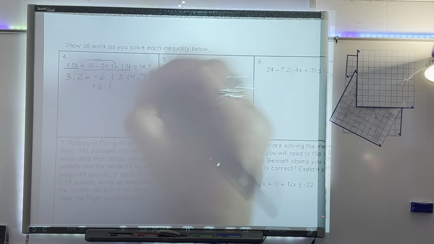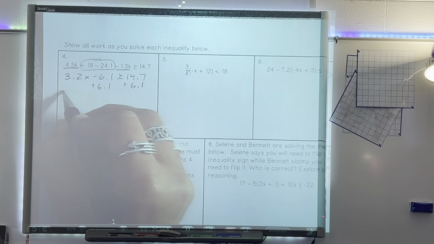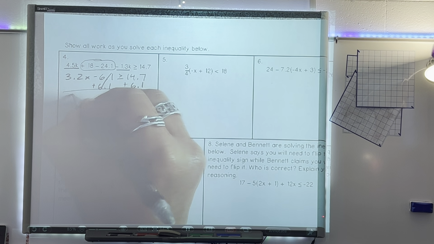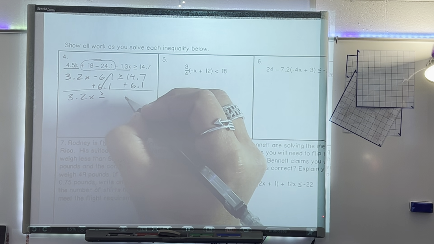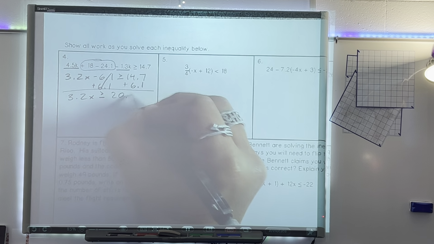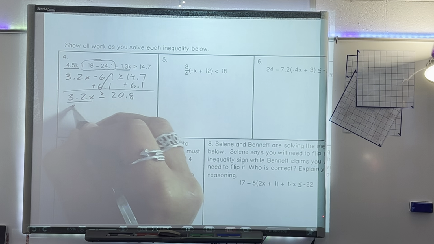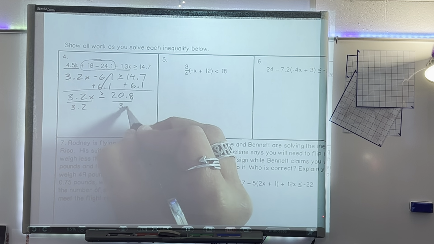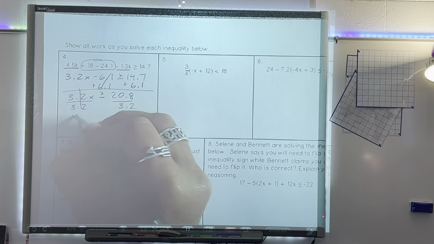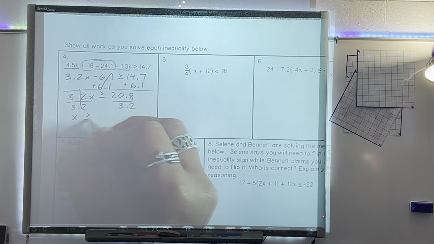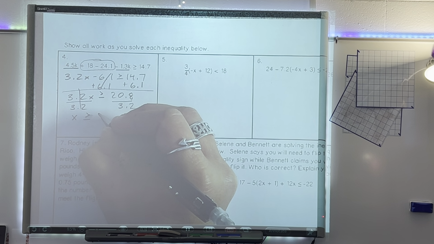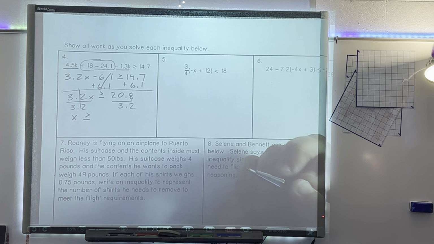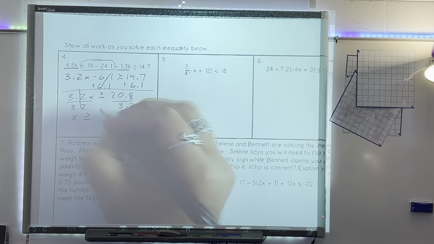add 6.1. Okay, so that goes away. I've got 3.2x greater than or equal to 20.8. And then I'm gonna go ahead and divide this out. It's pretty straightforward, nothing tricky there. x greater than or equal to, somebody got it? 6.5, okay.